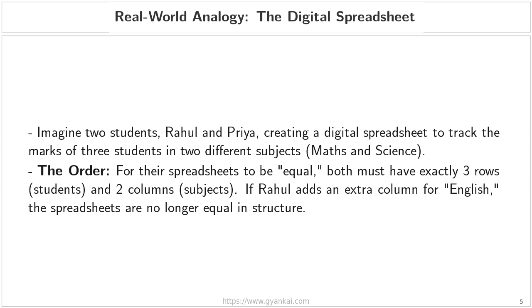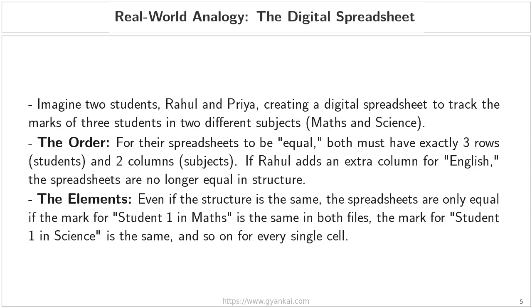First, let us consider the order of these spreadsheets. For Rahul's and Priya's files to be considered equal, they must have the exact same structure, meaning both must have exactly 3 rows for the students and 2 columns for the subjects. If Rahul were to add an extra column to include marks for English, the spreadsheets would no longer be equal in structure, regardless of the numbers inside.